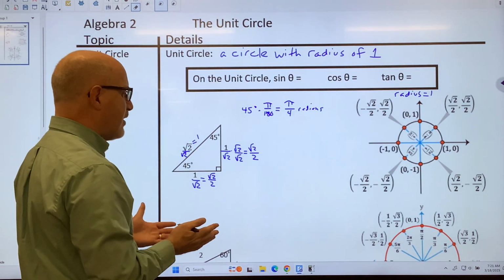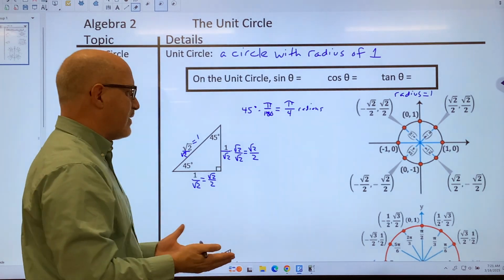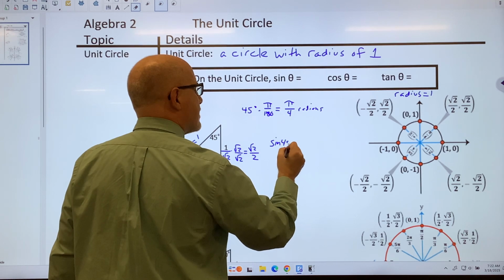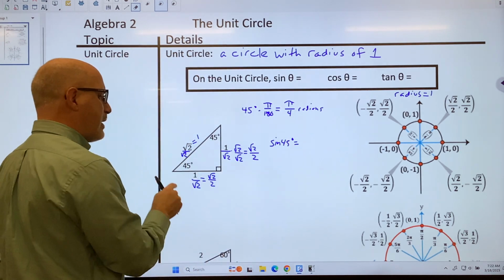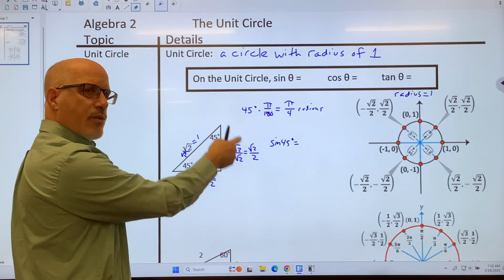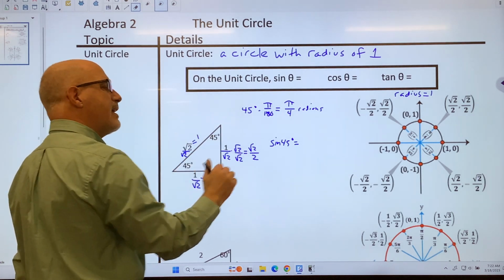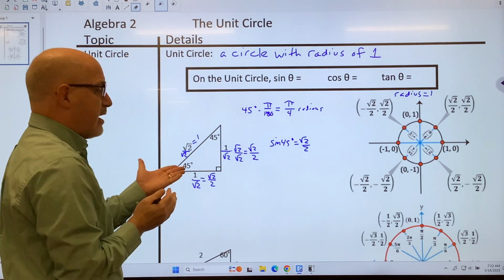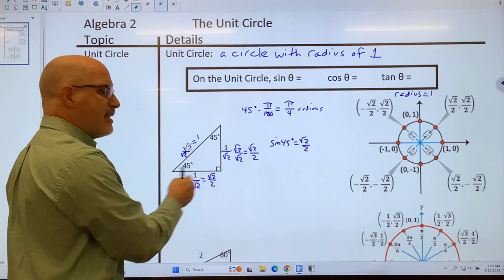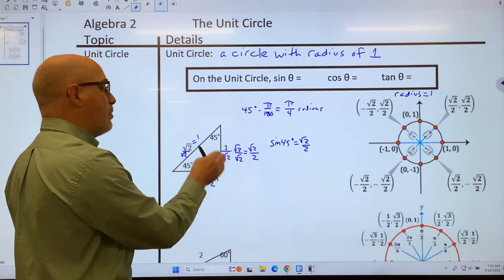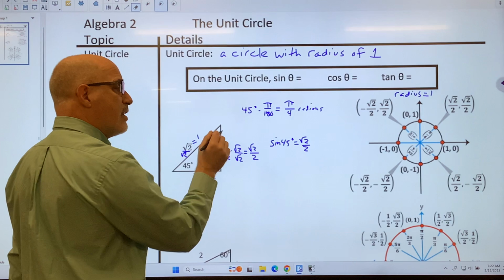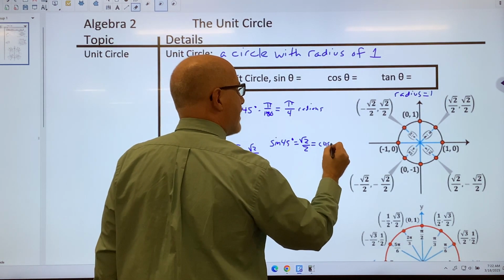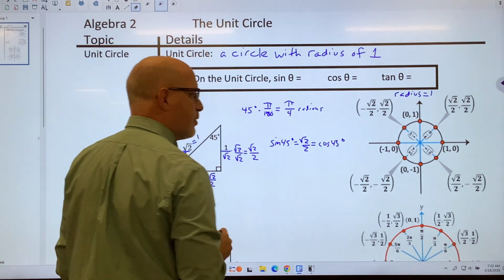Now, if you look at these values, if I take the trig values of these, if I wanted to do sine of 45 degrees, I would go with the opposite side, which is square root of 2 over 2, over the 1. That would just give me square root of 2 over 2. Now notice if I did cosine of 45 degrees, that's the adjacent side, which is square root of 2 over 2 over 1. It's the exact same value. So sine of 45 degrees equals square root of 2 over 2, and cosine of 45 degrees also equals square root of 2 over 2.